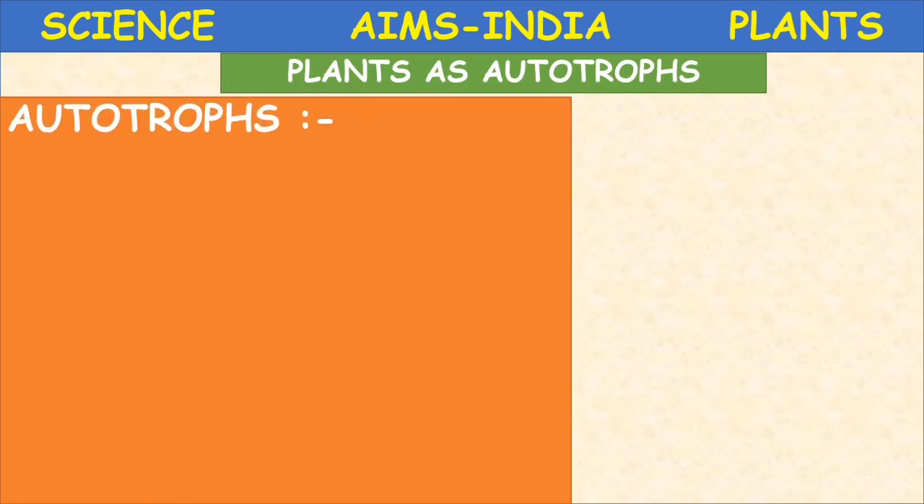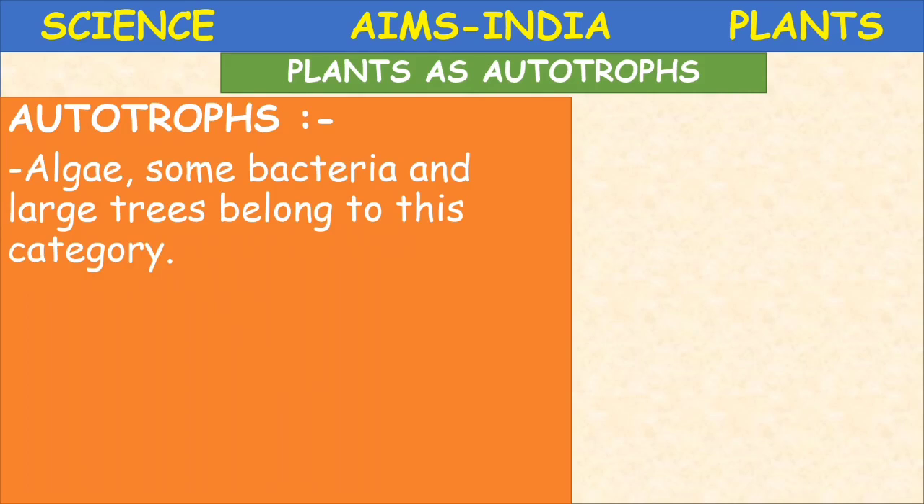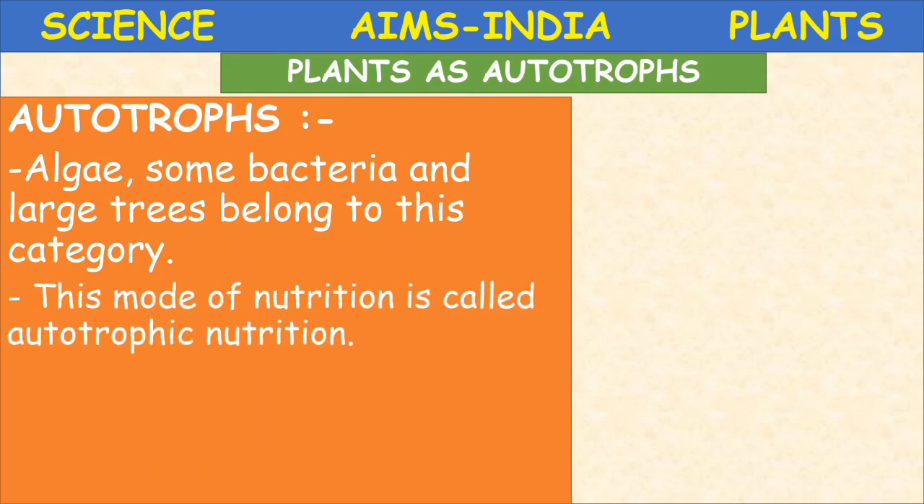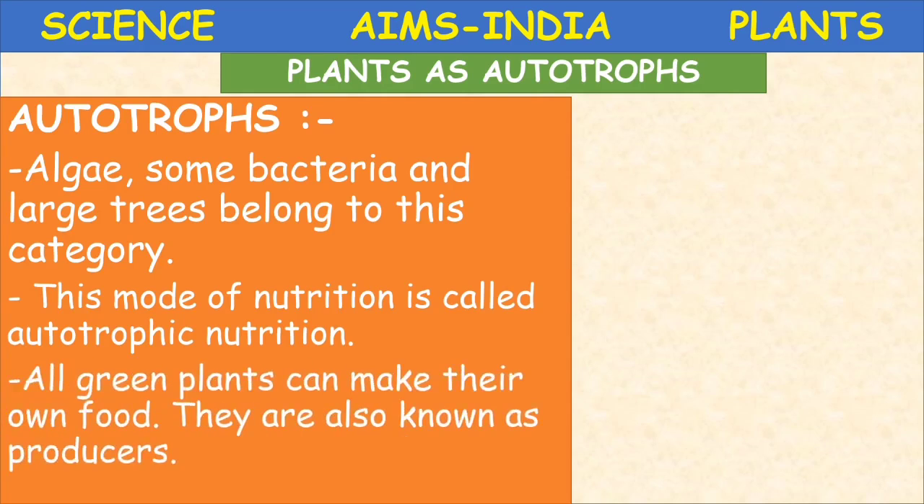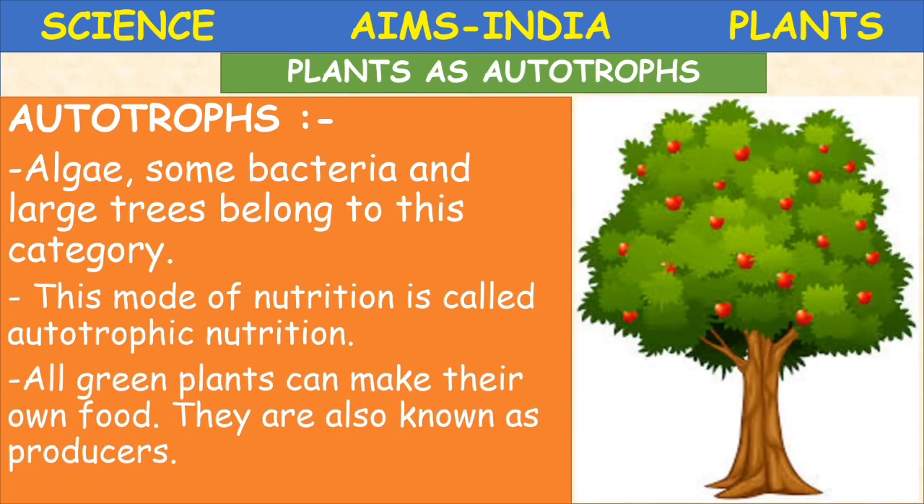Autotrophs include algae, some bacteria and large trees. Some examples of this type of plants are algae, some bacteria and large trees like apple trees and mango trees. All such trees belong to autotrophs. And this mode of nutrition, making of food, is called autotrophic nutrition.